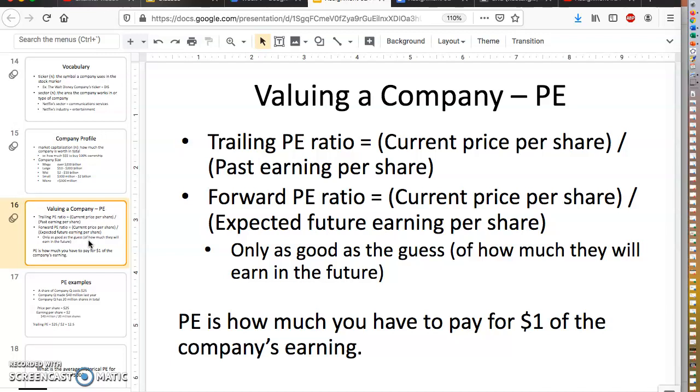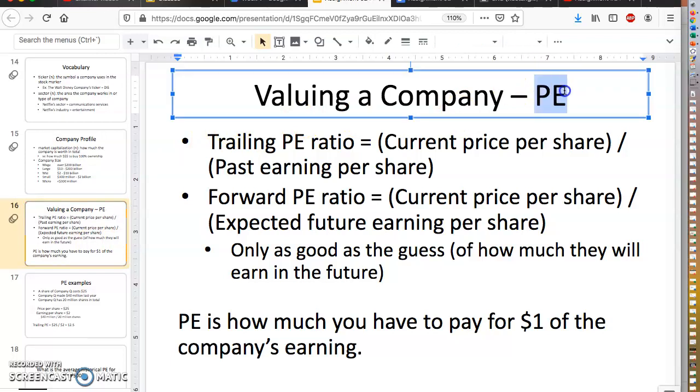Just a note, the ones I'm going to talk about are just two that are used, but there are lots of different measures, and none of them are foolproof. None of them will be able to tell you 100% whether it's a good or bad idea to buy a particular stock. Okay, but that being said, let's talk about something called the PE ratio.